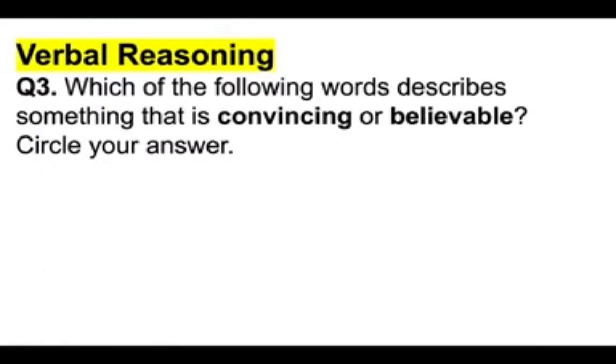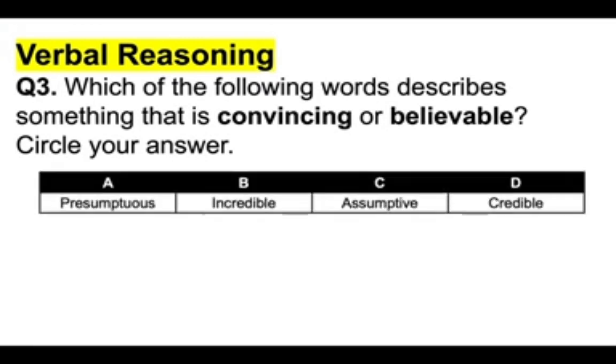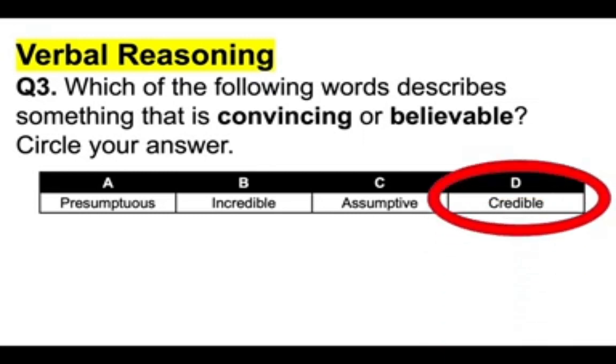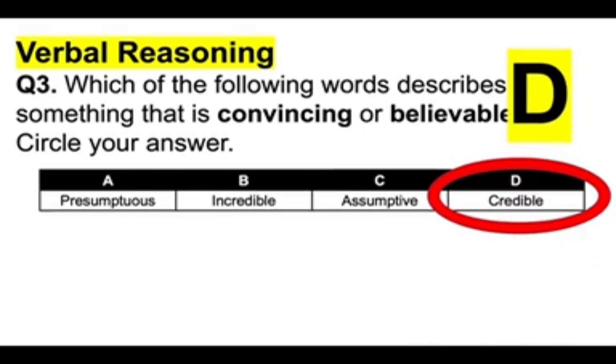So let's take a look at an example question, and I will then get you to try one. Which of the following words describes something that is convincing or believable? Circle your answer. Is it A, presumptuous, B, incredible, C, assumptive, or D, credible? And the correct answer is credible. And the answer is done.